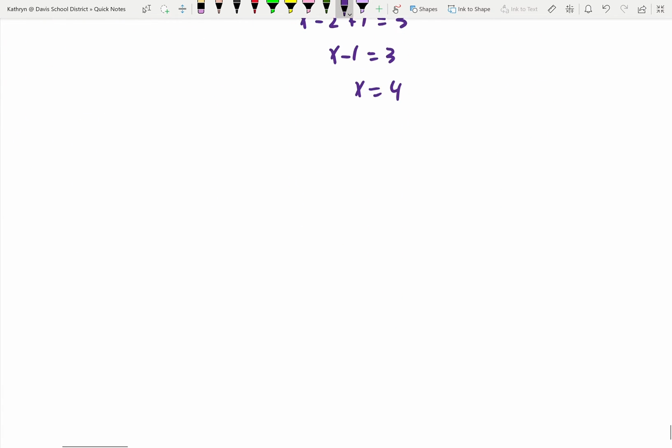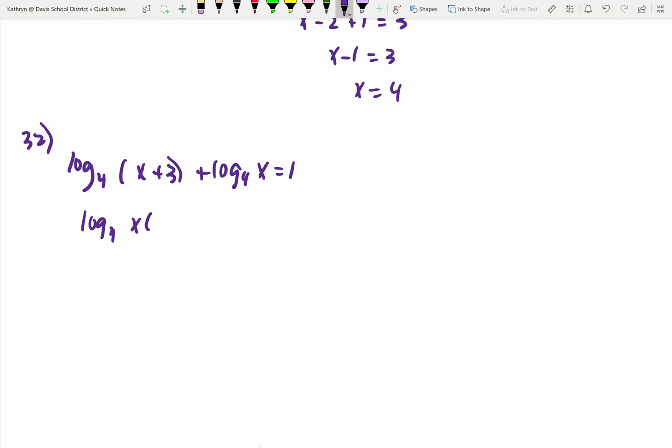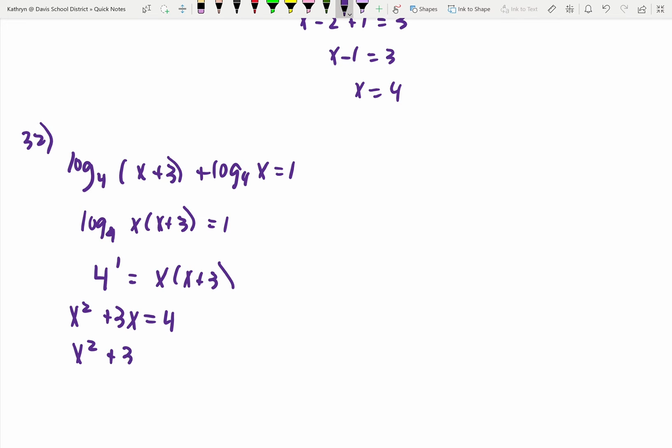Here's 32. Solve this log equation. Okay, so remember, if you have two logs and a number that's not a 0, condense and convert. Those are added. So when I squish them, they're going to be multiplied. So it looks like that. Now I convert it. So it's 4 to the first is x times x plus 3. Distribute the x. X to the second plus 3x equals 4. Pull your 4 over. X to the second plus 3x minus 4 equals 0.